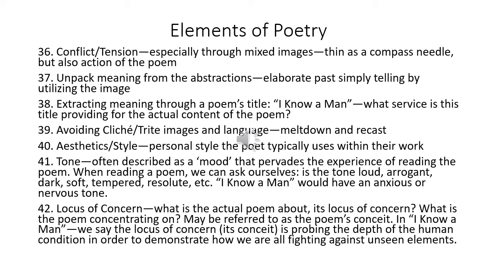So all these elements of poetry, poetic terms, start to really intertwine. Finally, 42, locus of concern. What is the actual poem about? Its locus of concern. What is the poem concentrating on? It may be referred to as the poem's conceit. In I Know a Man, our universal example here, we say that the locus of concern or its conceit is probing the depth of the human condition in order to demonstrate how we are all fighting against unseen elements. In the case of the poem, he mentions the darkness, right? And how they want to escape that, right? By buying a goddamn big vehicle or car and escaping it.